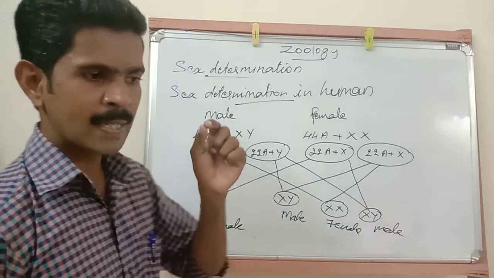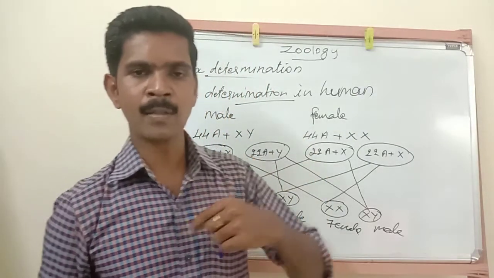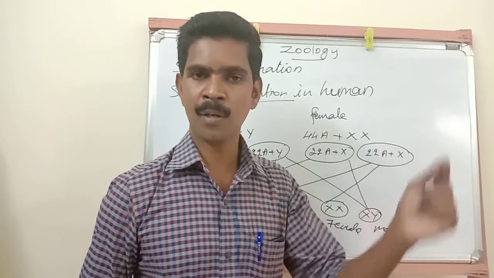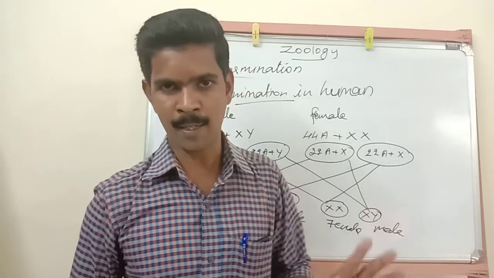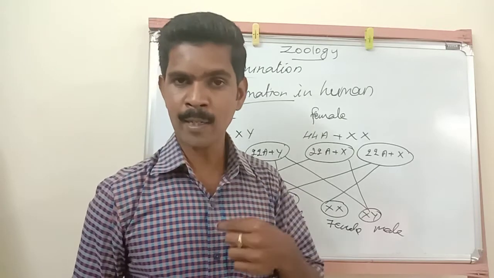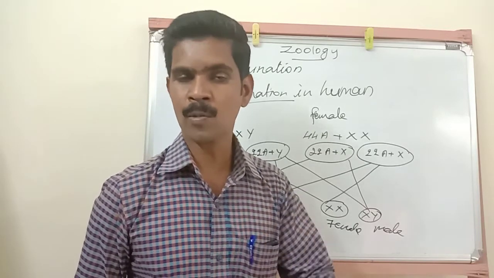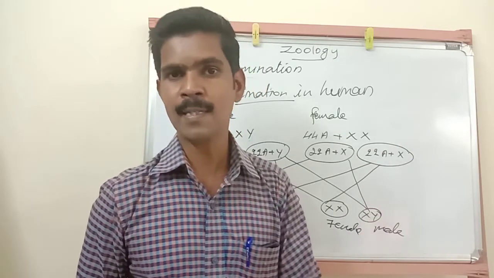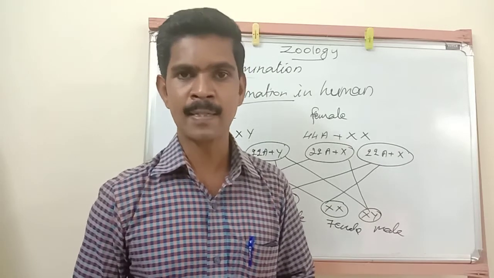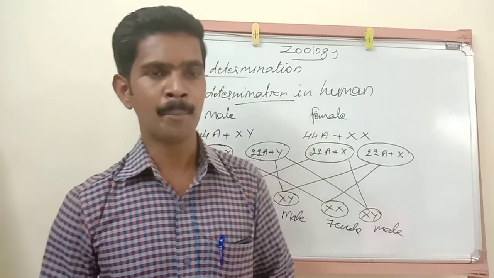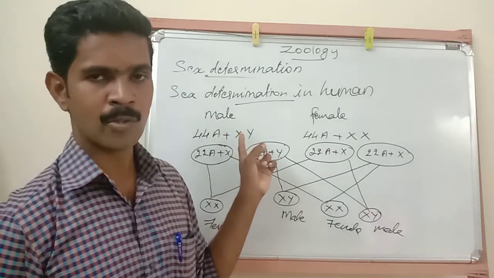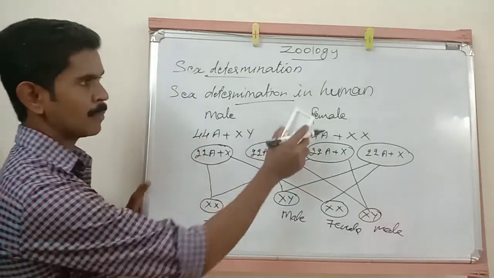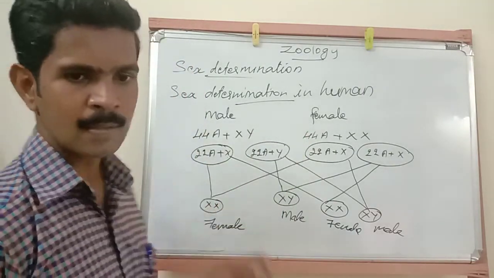So if one X chromosome is moving to the baby from the father and one X chromosome is moving from the mother, the baby is female. Suppose one Y chromosome is moving from the father to the baby and from the mother one X chromosome is moving to the baby, it is a male baby. Understand? Thus the sex of the human being is determined by these 2 sex chromosomes. I hope you all understood this sex determination in human beings.